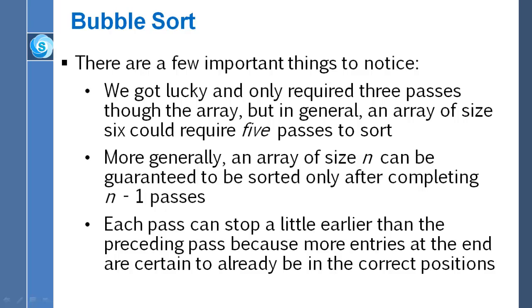Also observe that each pass is not required to go as far as the previous pass. Each pass can stop a little bit sooner than the previous pass. Here are the specifics. If we're going to sort an array of size n, then the first pass is going to take n-1 comparisons. Go back and check our example where n was 6, and you'll see that first pass entailed 5 comparisons.